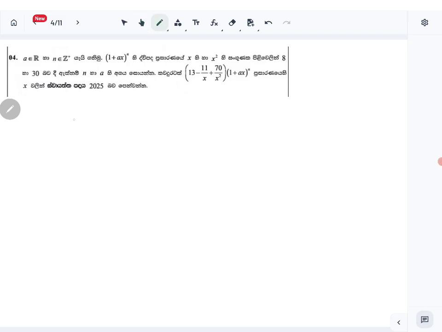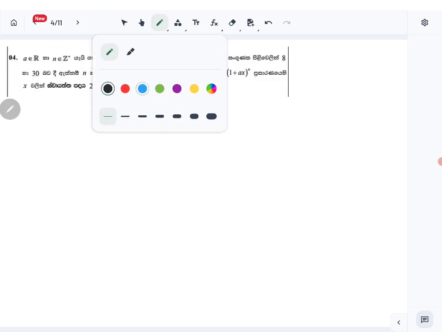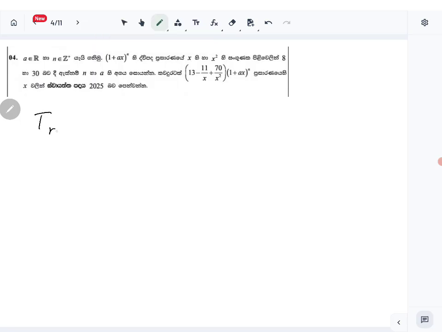So we'll write down the general term for this one. What is the general term? T(r+1) is what? nCr (ax)^r 1^(n-r). So 1 to any power in here is 1. So this simplifies into nCr a^r x^r, right?